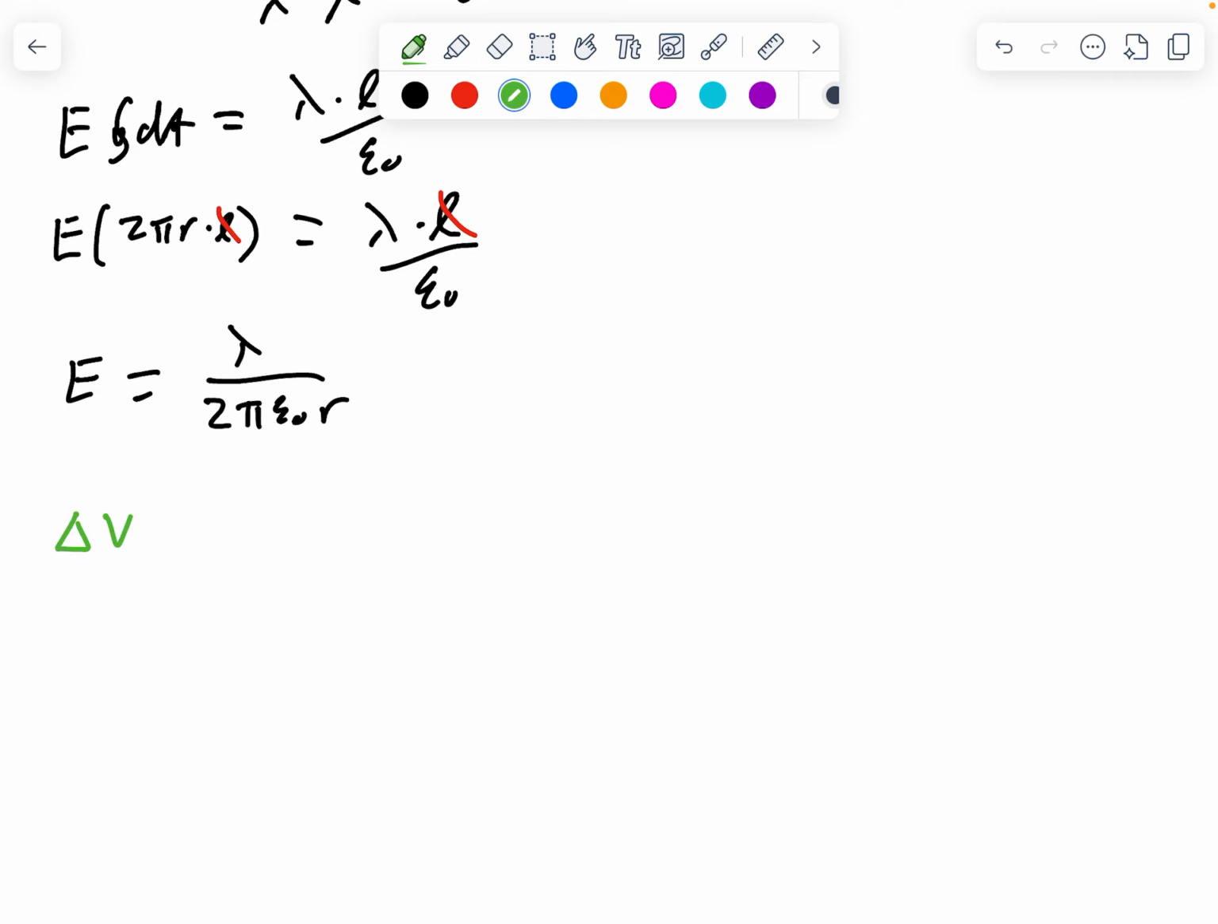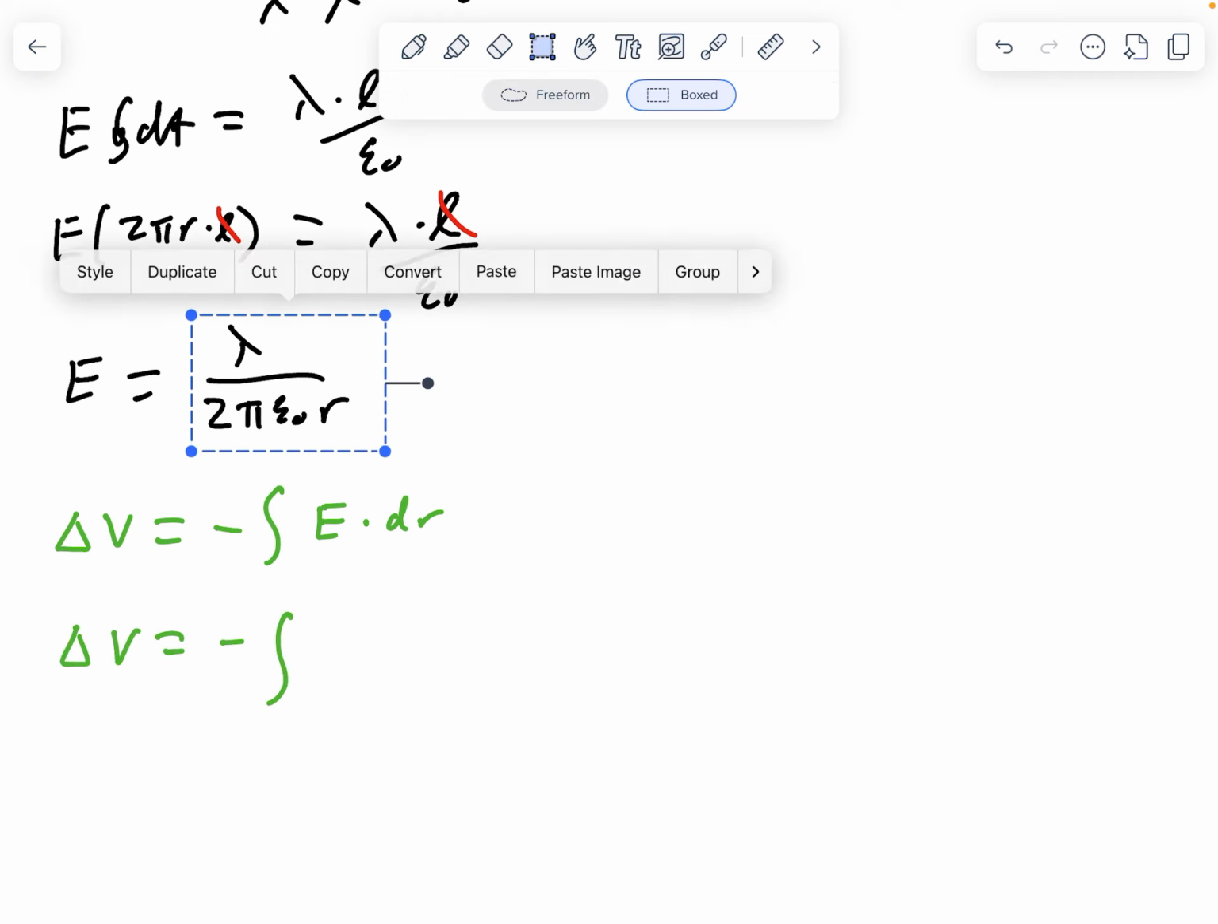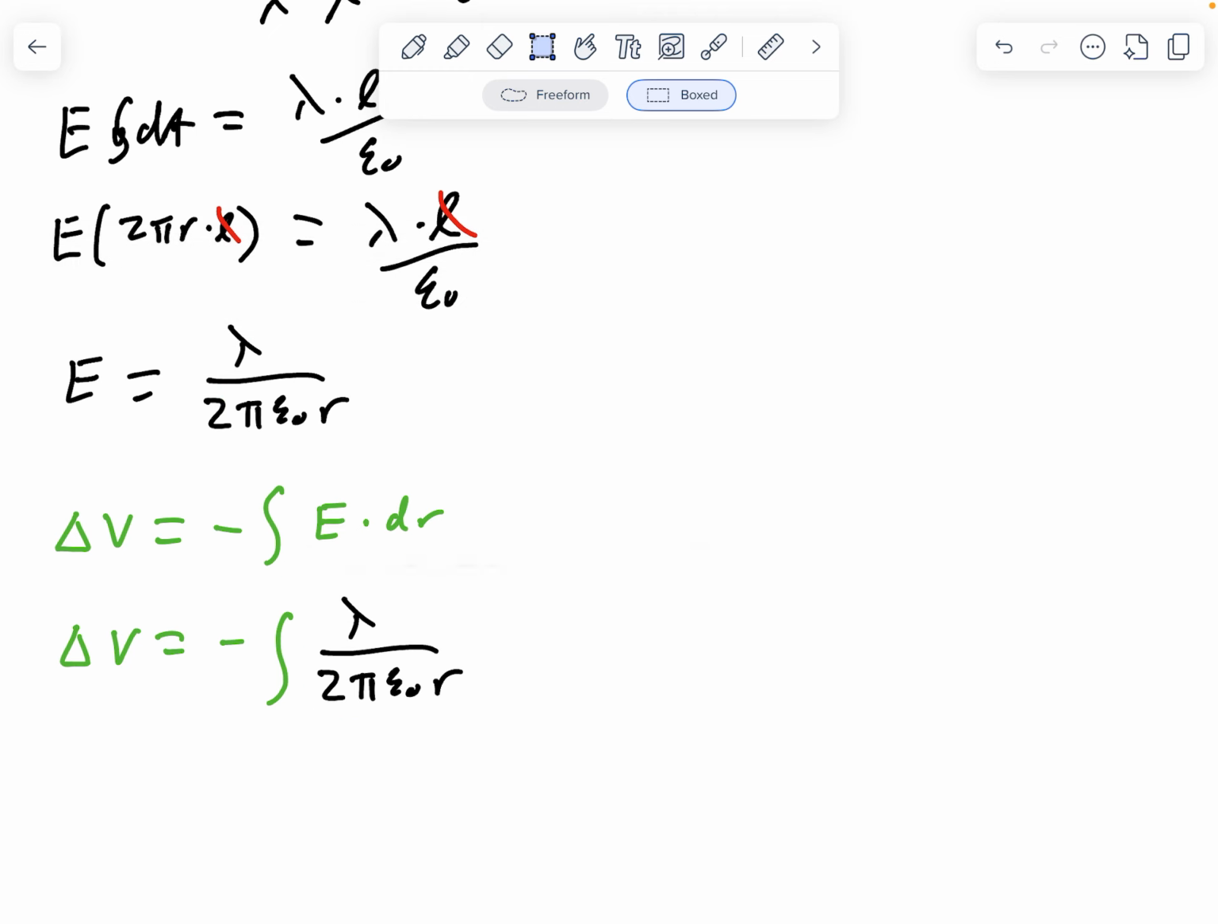Great. Once I have that, I can then work out the voltage between the inner cylinder and the outer cylinder. So delta V is equal to the negative integral of E dot dr. So then I have this function for the electric field that I worked out using Gauss's law. That's this, times dr. So what are the limits of my integral?